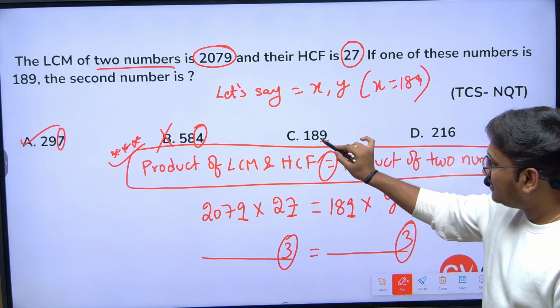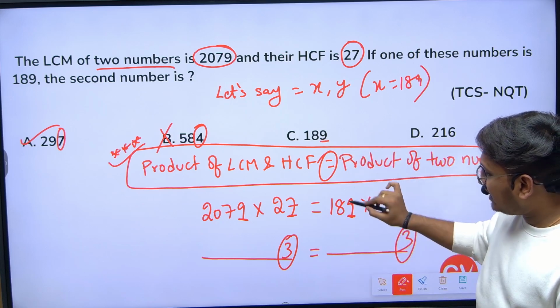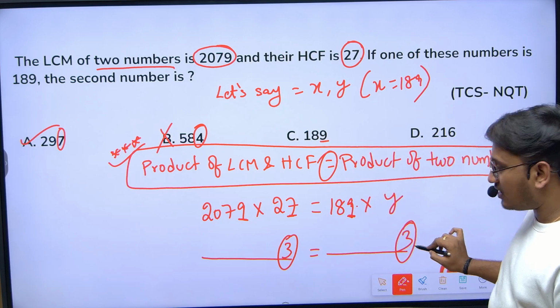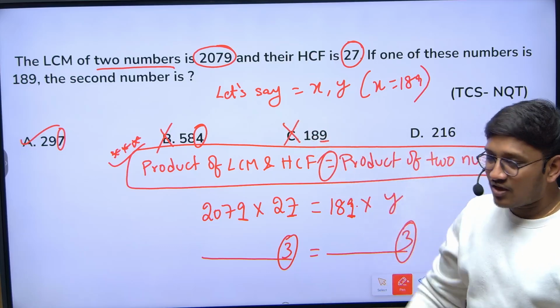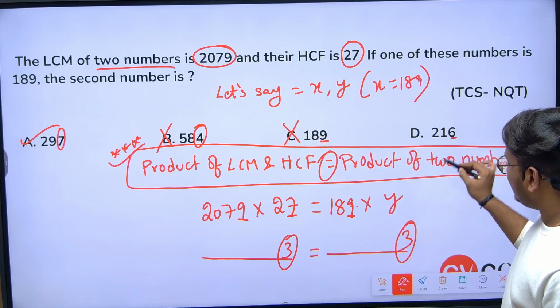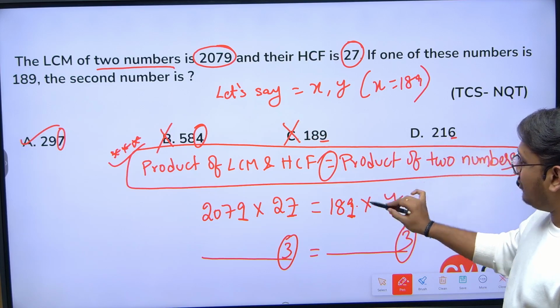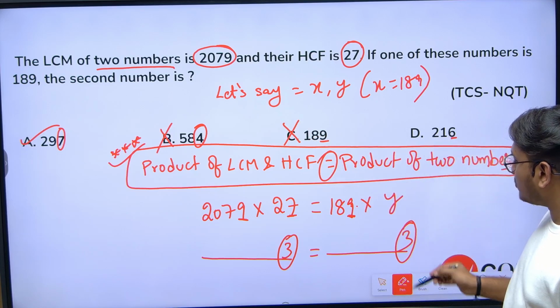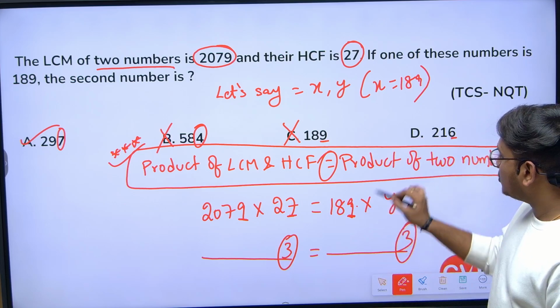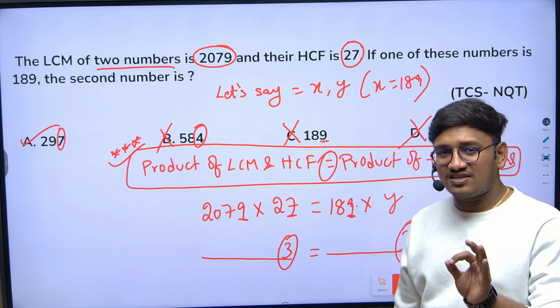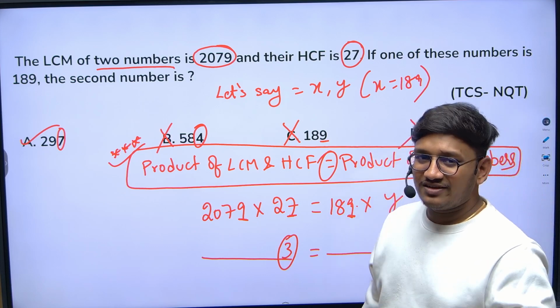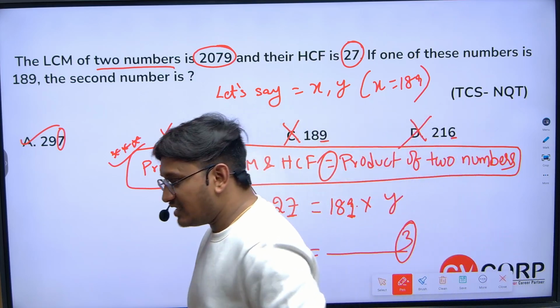Next, 9. So 9 into 9, 9 9s is 81, ending with 1. But here the answer should end with 3. So even this answer is wrong. Next here 6. So 9 6s is 54. The answer should end with 4, but actually here it is ending with 3. So even this answer is wrong. Just by checking the units place, you can eliminate all the options in as little time as possible.